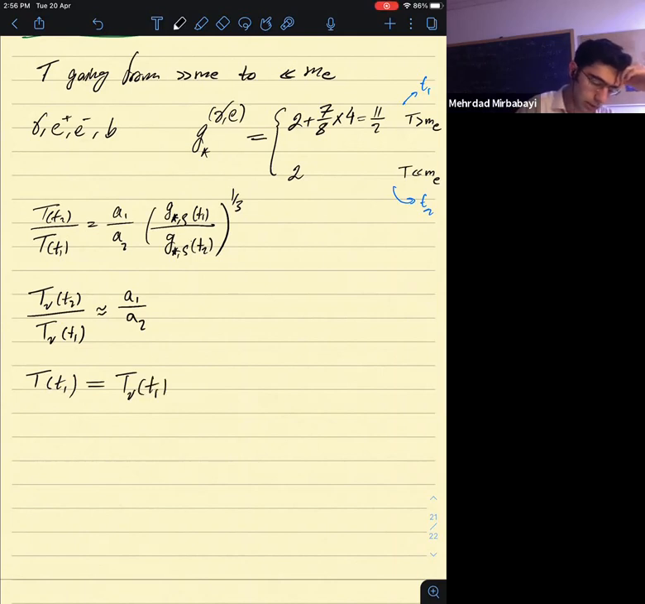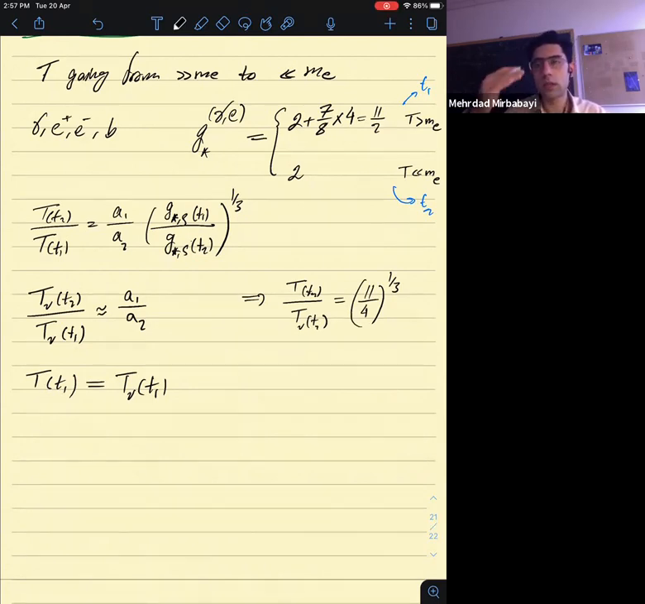Okay, so now we combine these three equations to learn that T at time t2 divided by T_nu at time t2 is equal to this ratio. This ratio is just the ratio of these two factors, so it's 11 over 4, to the power 1/3. So what we learn is that the temperature in the neutrino sector is slightly below the temperature of photons after the electron-positron annihilation. And then they redshift with the scale factor in the same way.